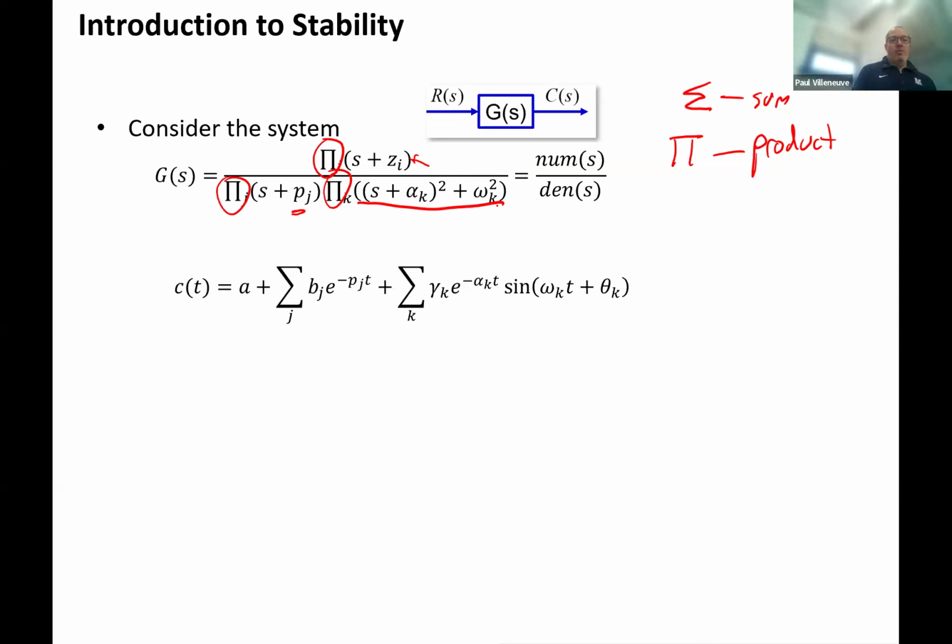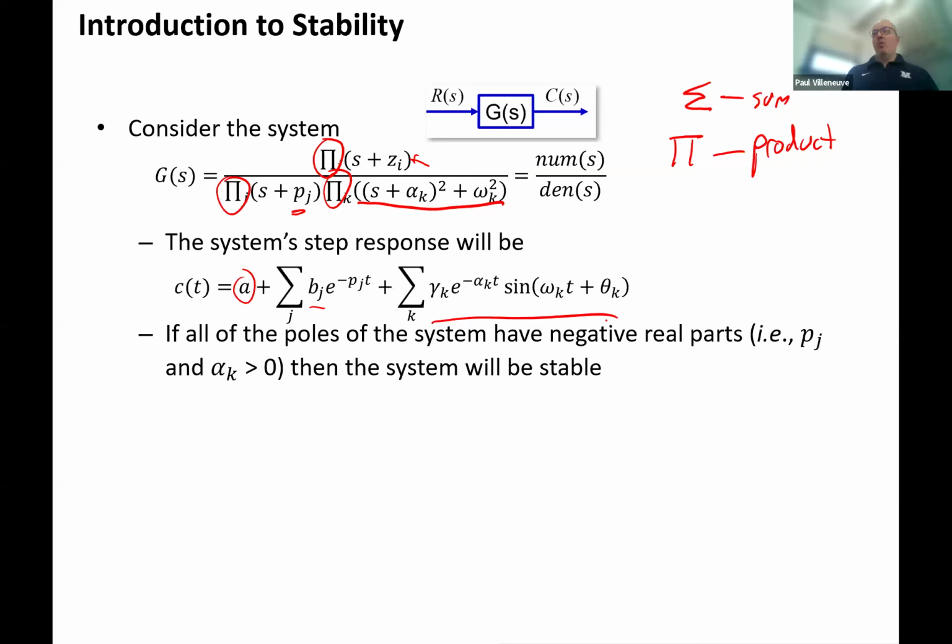And we know when we take that back into the time domain, we're going to have perhaps a constant, right? If there's a pole at S equals 0. And then we start having our decaying exponentials here for both real terms, and then if we have any complex terms. So that's what our system is going to look like.